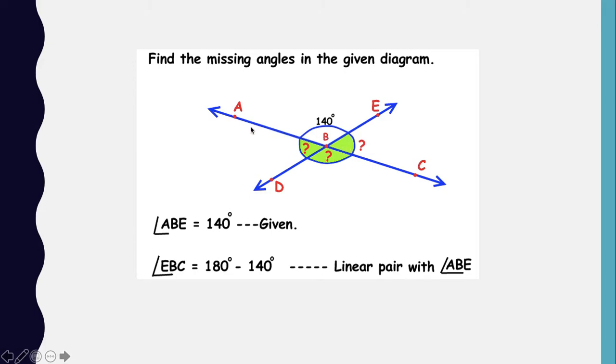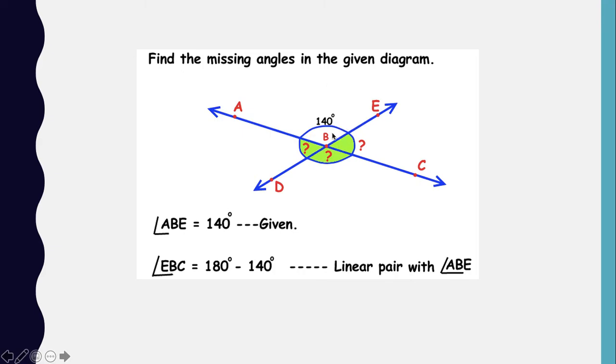Now, angle EBC. See, there's a relation between angle ABE and angle EBC. Why? Because these two angles lie on a straight line. That is what I said, a linear pair; it lies on a straight line. So what do the angles on a straight line add up to?